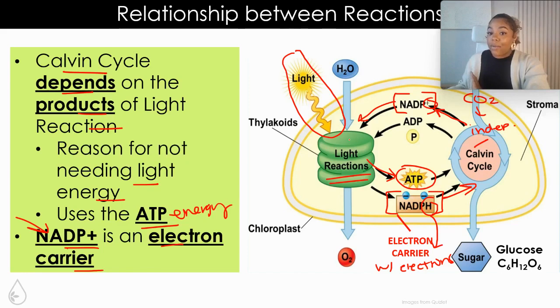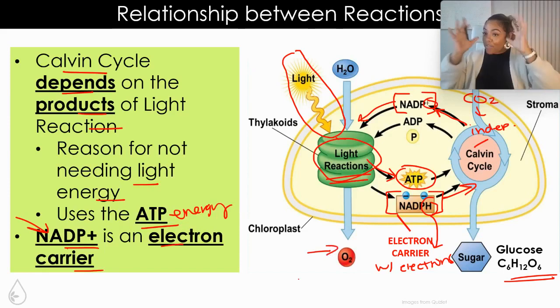If light reactions were not able to occur, if we didn't have light to be able to make the ATP that the Calvin cycle needs, then the Calvin cycle wouldn't be able to occur and glucose could not be made. If we didn't have carbon dioxide, we couldn't make glucose. If we didn't have water, we couldn't make the oxygen. So every single thing that's involved in this stage is extremely important for the process of photosynthesis.